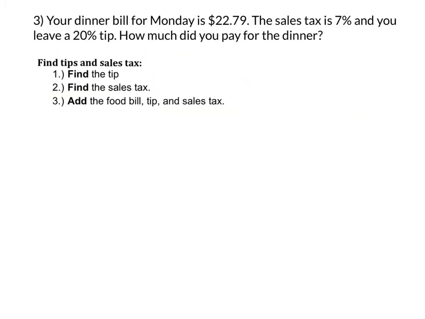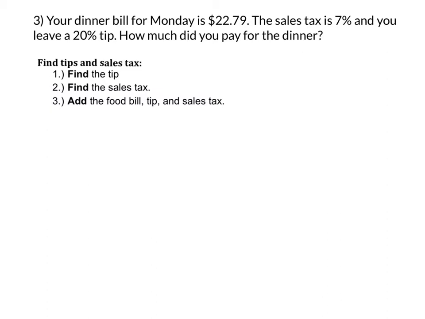Let's take a look at a situation that's a little bit more complicated. Your dinner bill for Monday is $22.79. The sales tax is 7%, and you leave a 20% tip. How much did you pay for the dinner? Now, dinner can be complicated because not only do you have to pay for the food and the beverages that you order, but you also have to take into account the sales tax, which is a percentage of that bill, and the tip, which is also a percentage of that bill. And we calculate both the sales tax and the tip off of the original bill. So even though this is kind of a complicated situation, there's 2 percents we have to calculate. If we follow these 3 steps here, it can make it a lot easier.